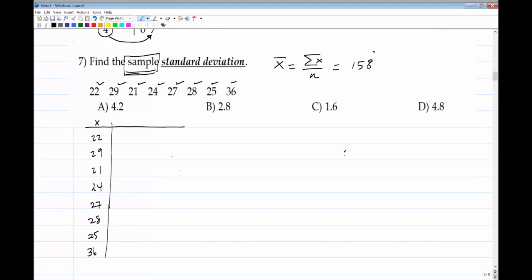158. Now, 158, and how many are there? There are 8 numbers, so we divide by 8. Count them again: that's 1, 2, 3, 4, 5, 6, 7, 8. So if I divide by 8, the mean of this data will become 26.5. Remember, we're dealing with a sample, therefore I'll put the mean right here and fill the whole table with 26.5 for each data point.